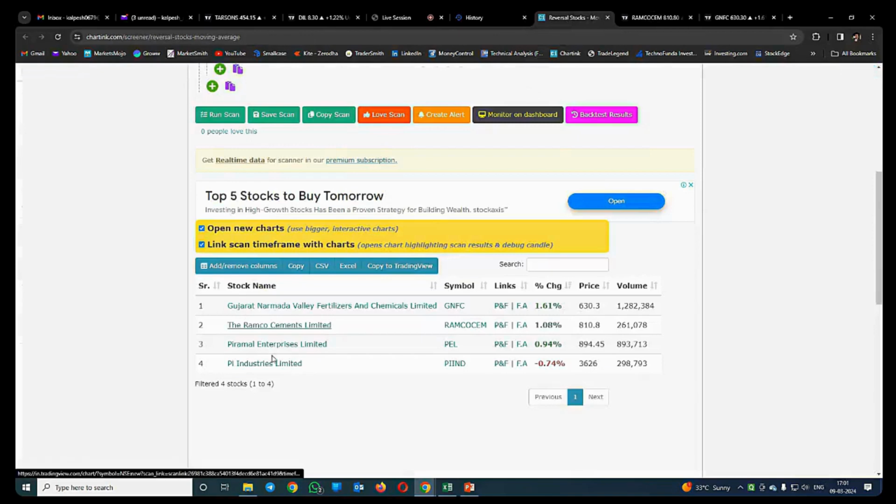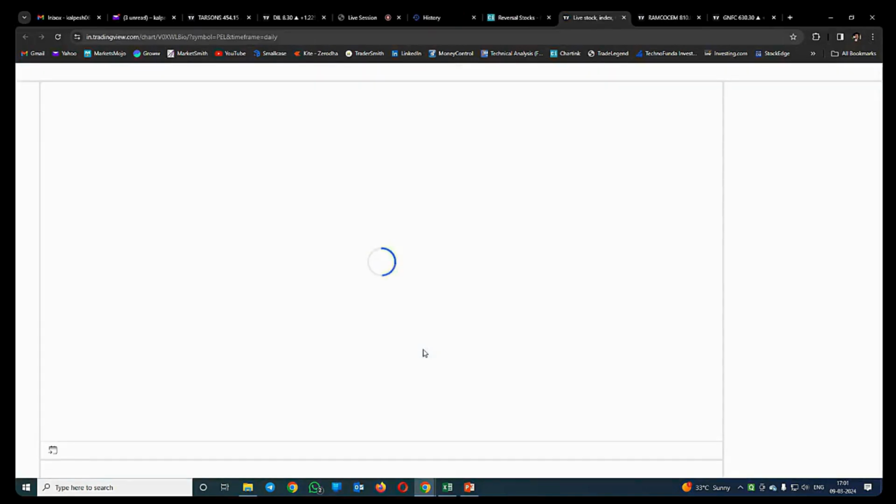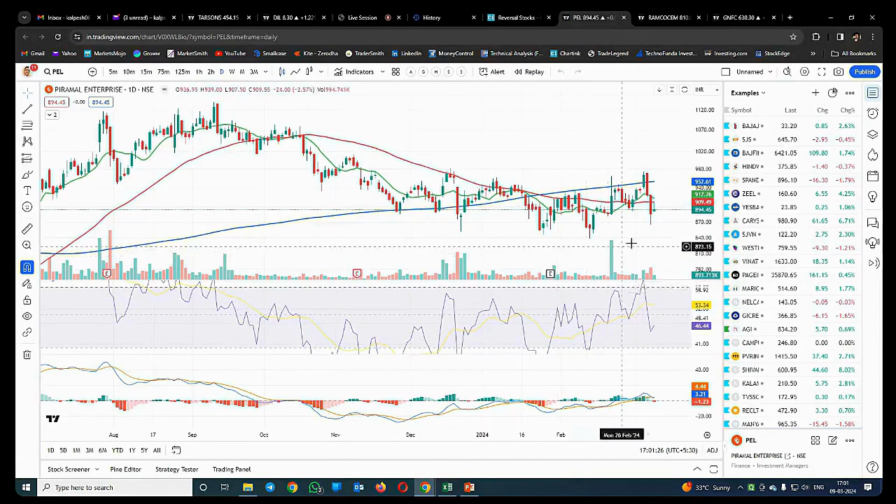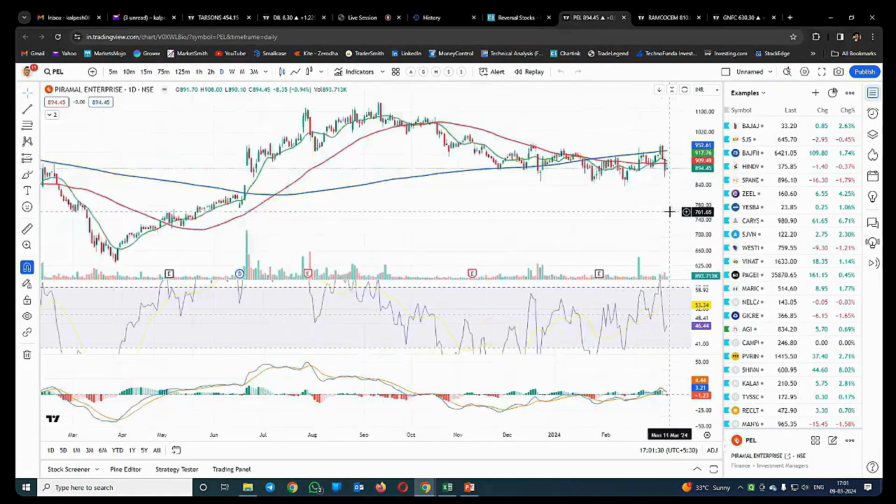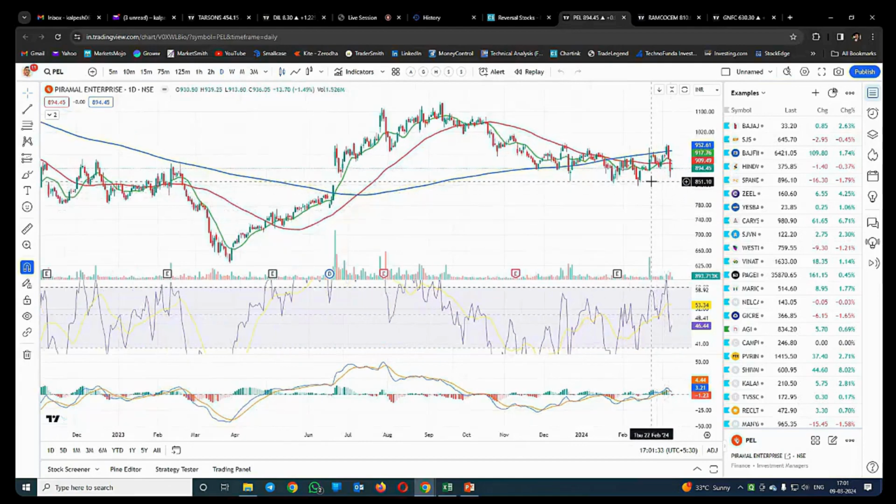Let's see one more strong one. Piramal. Piramal is again at 50. There is only sideways movement. Nothing is happening in this. It is not at previous support either. Leave it.